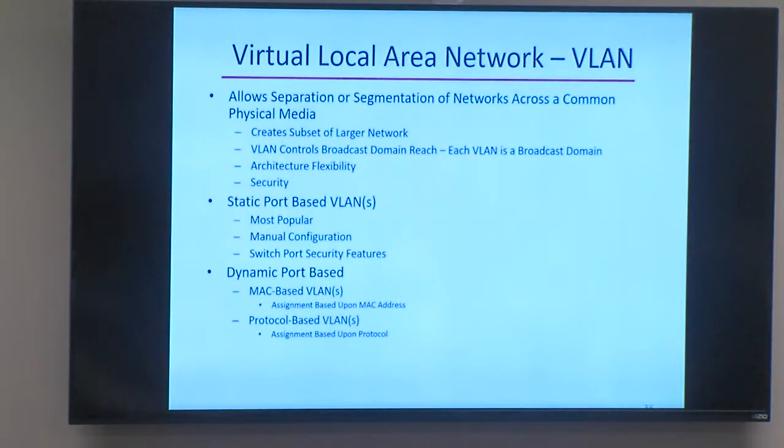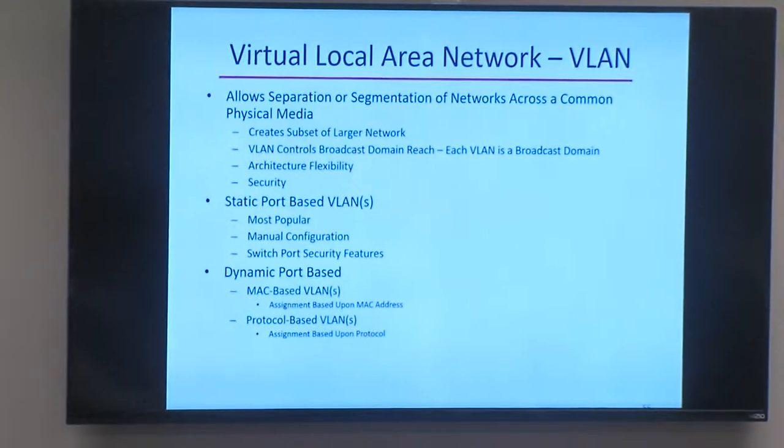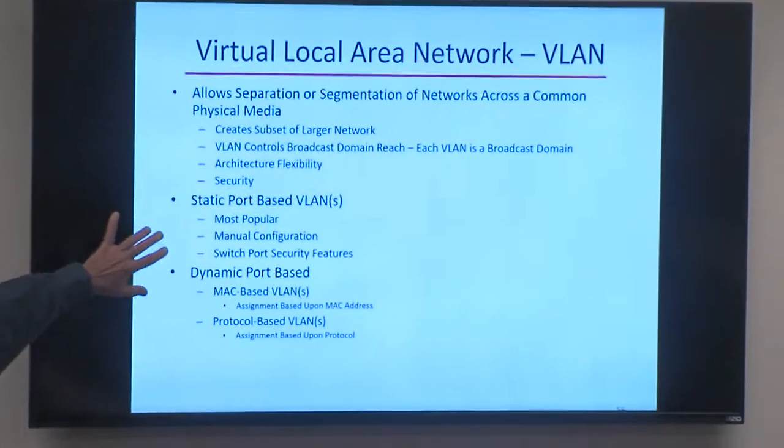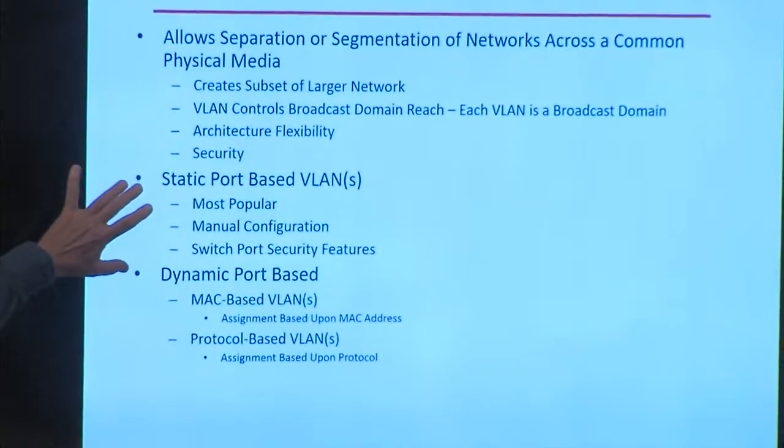In most cases, the physical medium is often a mixture of things, right? We have twisted pair, we have fiber, and we might have some wire. We might have all three of those in an end-to-end network, and we can transport those VLANs. Generally, there are two types of VLANs: static port, which are the most common. These are basically manually configured.